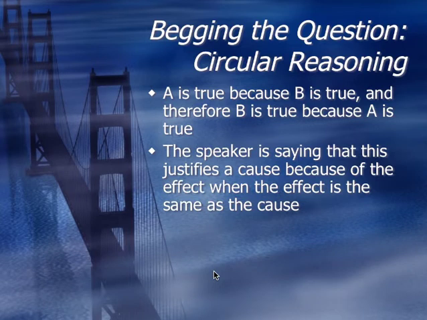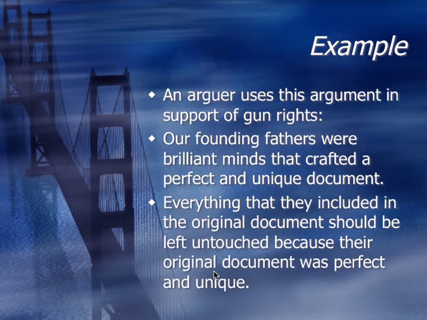Okay, then we also have circular reasoning. A is true because B is true, and therefore B is true because A is true. The speaker is saying that this justifies a cause because of the effect, when the effect is the same as the cause. So let me give you an example so that this becomes a little more clear. An arguer uses this argument in support of gun rights: our founding fathers were brilliant minds that crafted a perfect and unique document. Okay, fine. There you go.